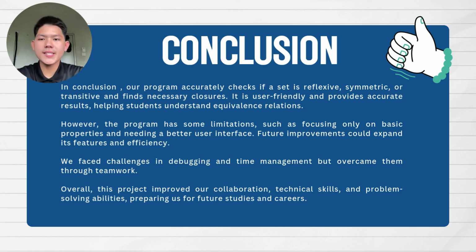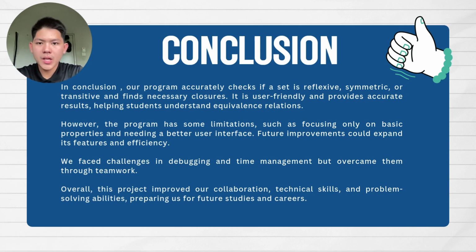For the conclusion, our group project was completed successfully with the program we created to determine the relational properties of a set, checking if a relation is reflexive, symmetric, or transitive. It also identifies if any closure is needed. This highlights the importance of understanding equivalence relations in both mathematics and programming. Our program is user-friendly and provides accurate results, which can help students understand equivalence relations.